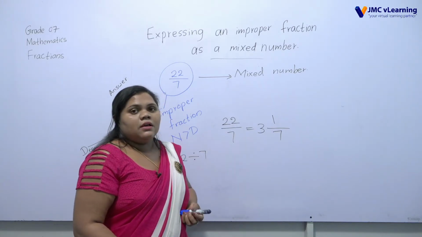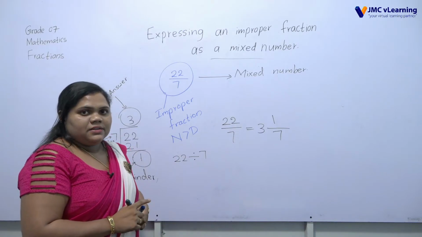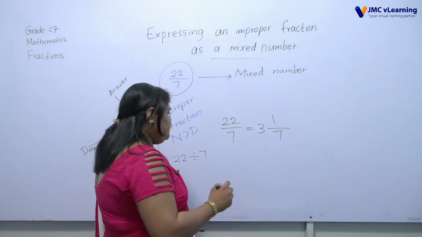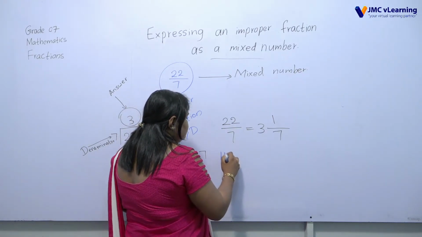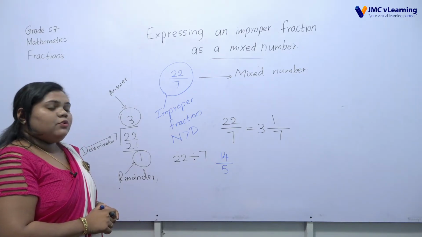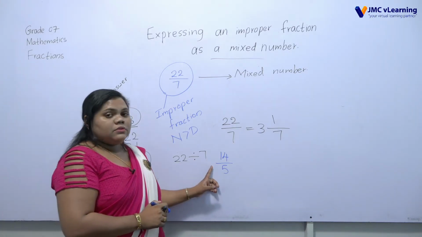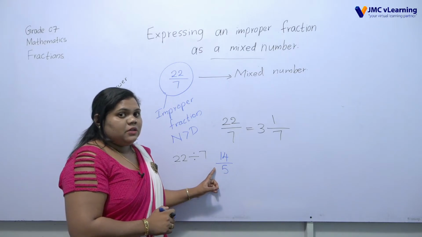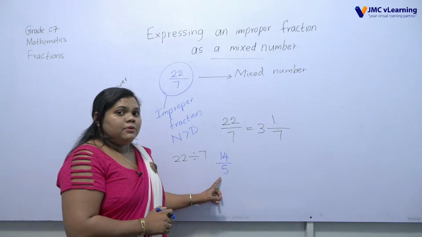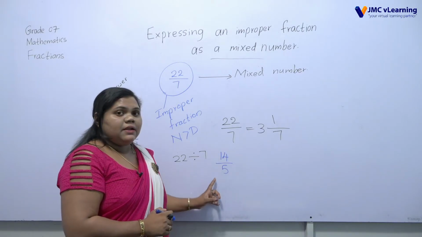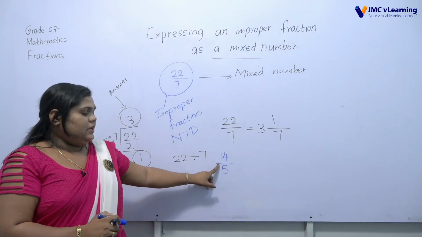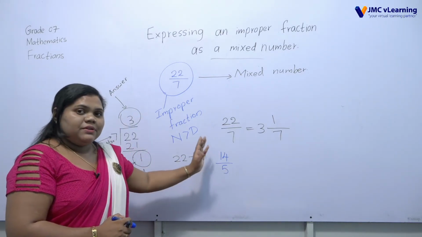I think this is a very easy method. You can do more exercises to practice this. Now I will take another example. 14 out of 5. This is an improper fraction. How can we identify that? Because the numerator is bigger than the denominator. So we can identify this one as an improper fraction. Now we want to convert this one into a mixed number.